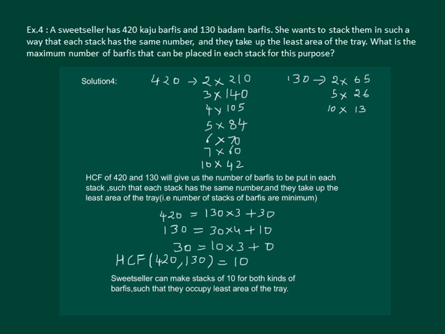Out of these, if we would have stacked them in 2 Barfis each, how many stacks would we have had? 210 plus 65 stacks of Barfis. That would occupy more space. Similarly, if we had stacked them in groups of 5, then also we had 84 plus 26 stacks. But when we stack them in groups of 10s, that means each stack has 10 Barfis, the area occupied will be minimum because the number of stacks is 42 plus 13. That is the minimum number of stacks.